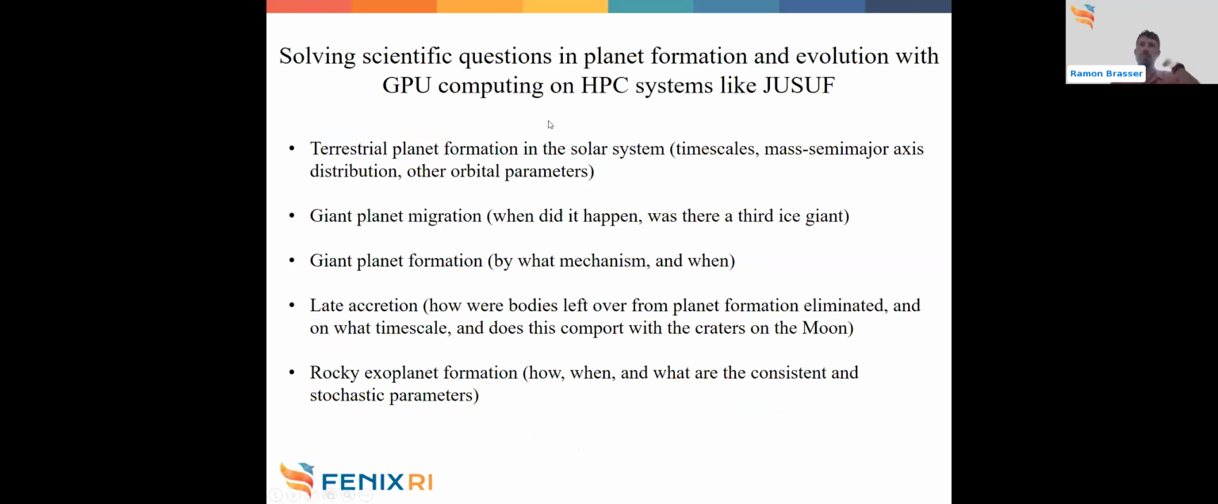So the kind of problems I would like to solve, for example, using JUSUF and Fenix resources, is terrestrial planet formation in the solar system. What are the timescales? What is the distribution of outcomes? What are the other orbital parameters that we see?